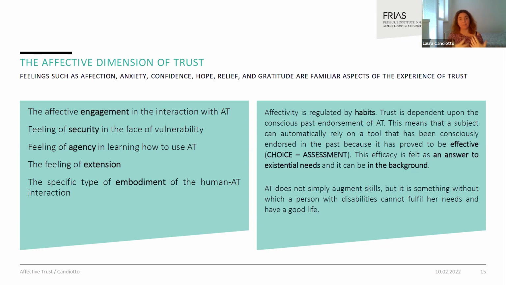And then there is also a specific type of embodiment in the interaction. Then another point that for me is really crucial: when we think of trust, the affective dimension of trust, we need to think of it in terms of a disposition and a habit. So affectivity is regulated by habits. In these recursive interactions with AT, users can build their affective habits, the way through which they experience the world with the AT.